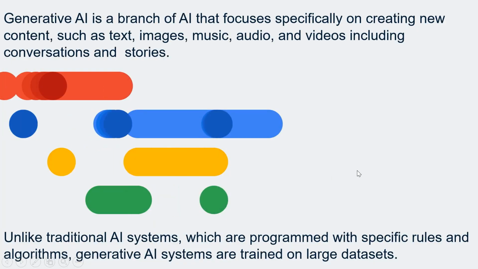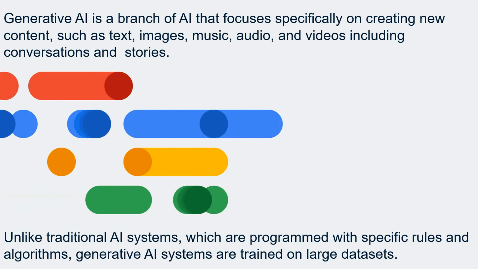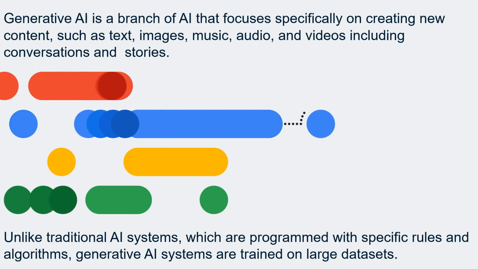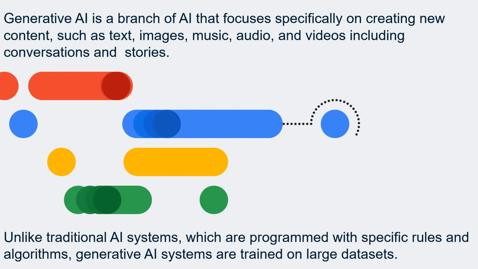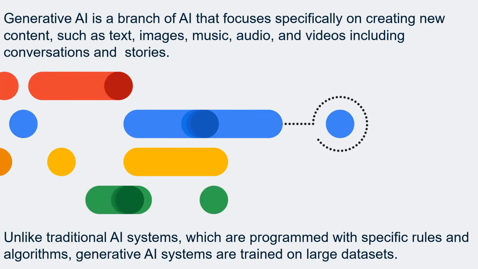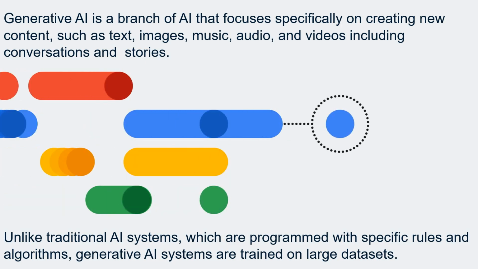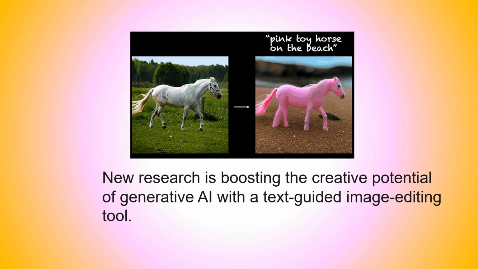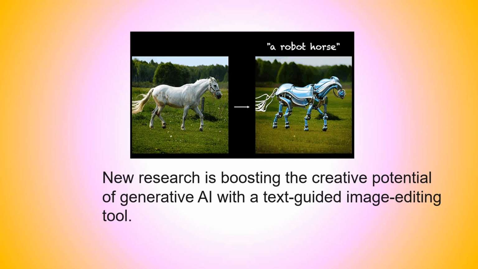What is generative AI? Generative AI is a branch of AI that focuses specially on creating new content such as text, images, music, audio, and videos, including conversations and stories. Unlike traditional AI systems, which are programmed with specific rules and algorithms, generative AI systems are trained on large data sets. See here, new research is boosting the creative potential of generative AI with a text guided image editing tool.